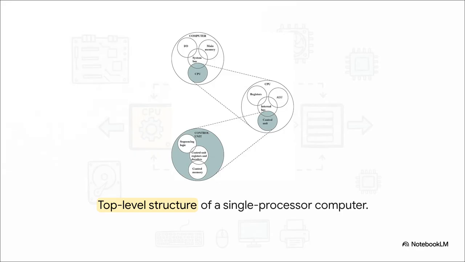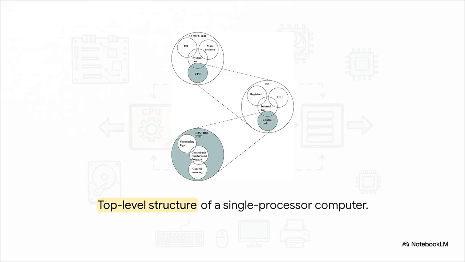Now, what's truly fascinating is how we can map those 4 conceptual functions directly to actual physical structural components. Let's look at a traditional single processor computer. The CPU, or central processing unit, handles the control and data processing functions. The main memory handles data storage, and the I/O handles data movement to the outside world. They all communicate across a system bus.